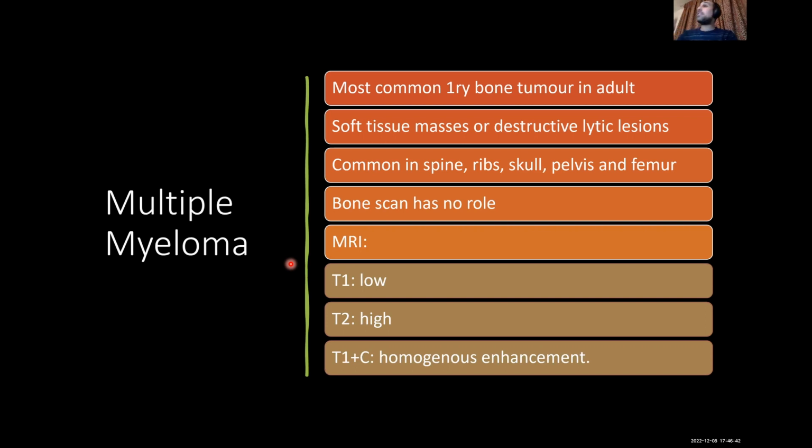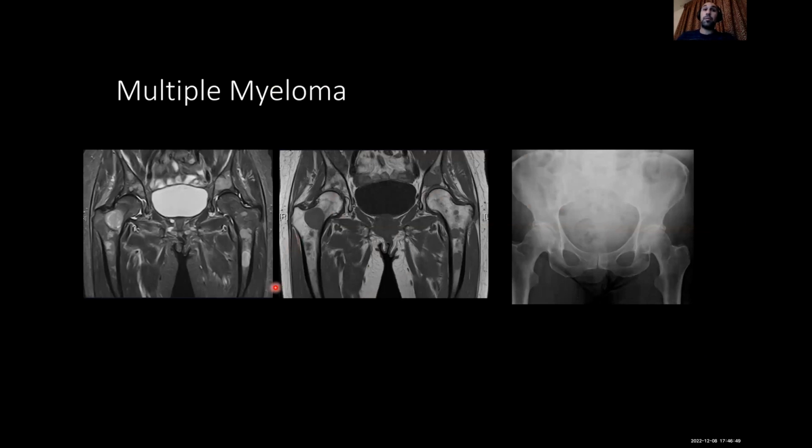Okay, and on MRI there is homogeneous enhancement post contrast when it is active. This is multiple myeloma, with low signal on T1 and high signal on T2. In multiple myeloma, don't forget, you ask for a skeletal survey. Most of the time now, for the axial skeleton, the spine and the pelvic bone, they ask for MRI, and for the peripheral skeleton, we ask for X-ray.